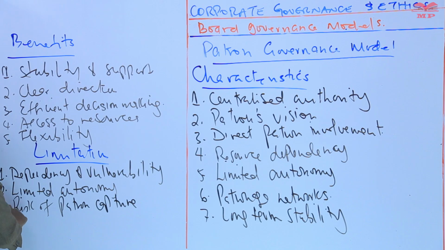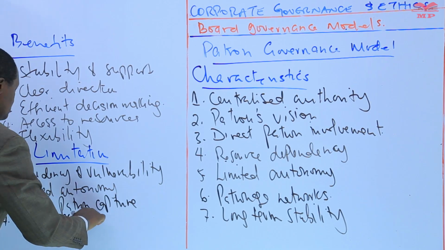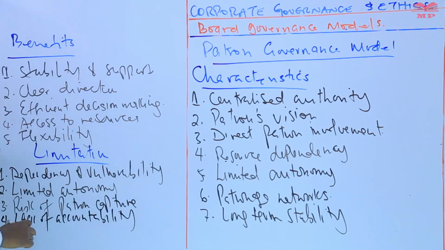4, lack of accountability. Since the patron holds significant power, there may be limited mechanisms for accountability within the organization, and decision-making processes may lack transparency, and there may be few checks and balances in place.